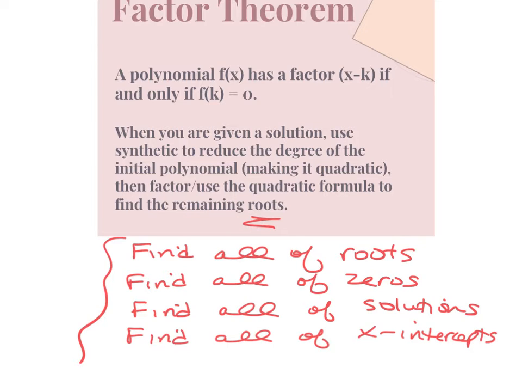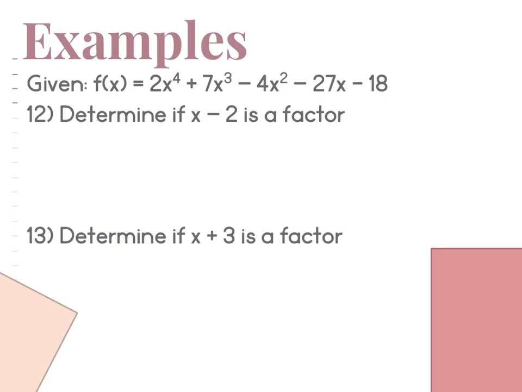So when it says find the roots, find the zeros, find the solutions, find the x-intercepts, it's all looking for the same answer. When we do this process, the answers we get are where our graph touches the x-axis. They are x-intercepts. They're also called the zeros of the function. They're also called the roots of the function. And they're also sometimes called the solutions of the function. So they all mean the same thing. So let's go ahead and try this.